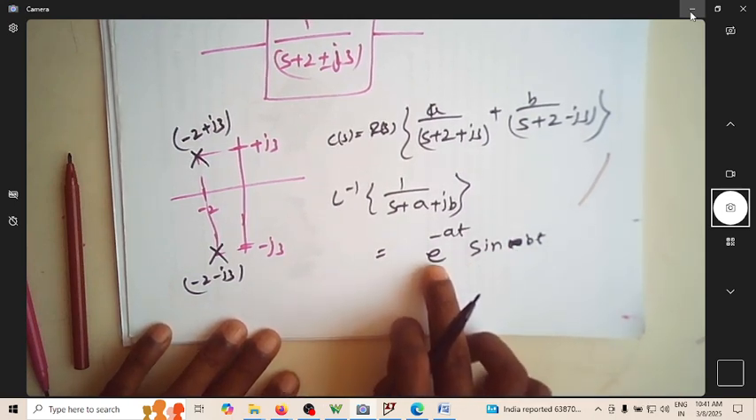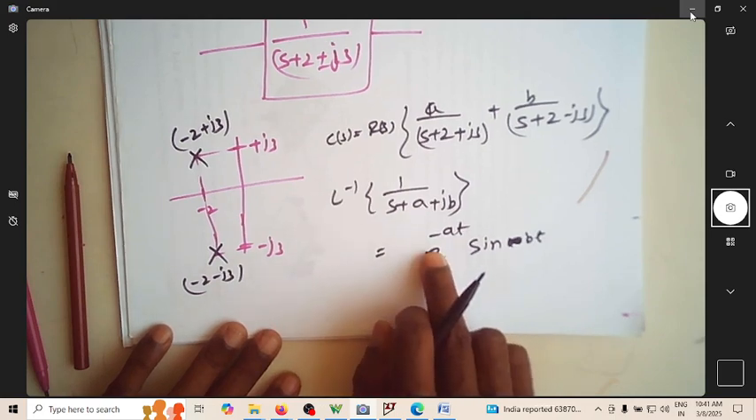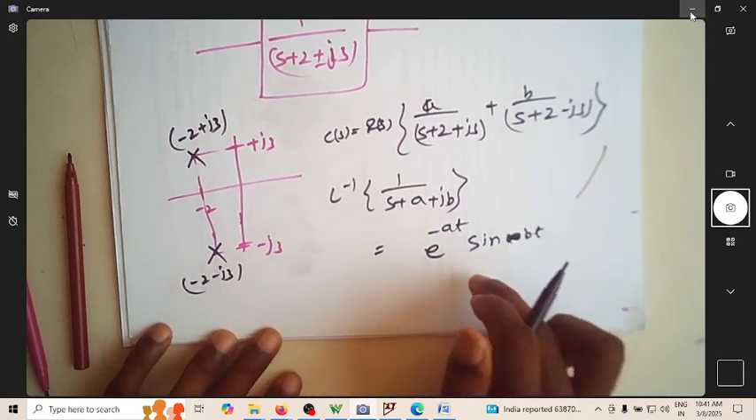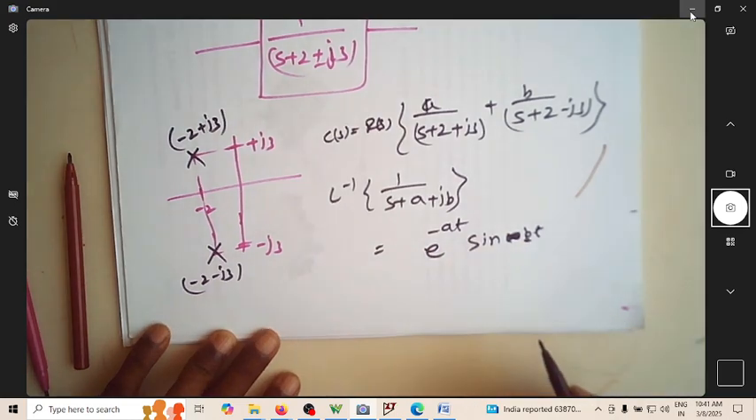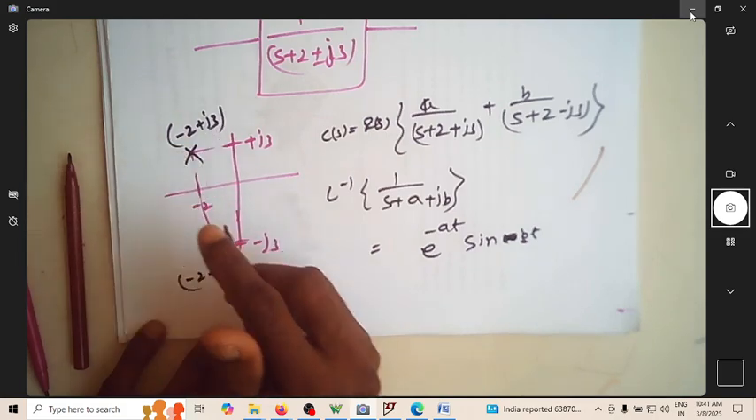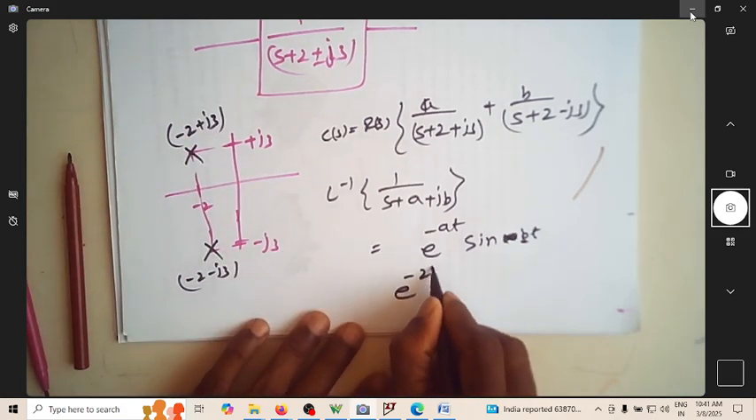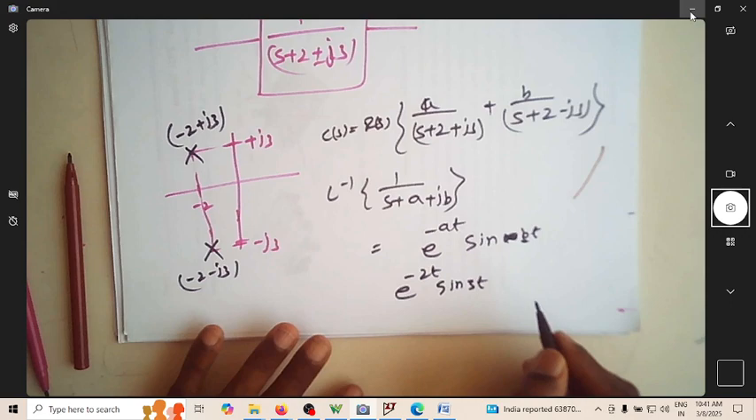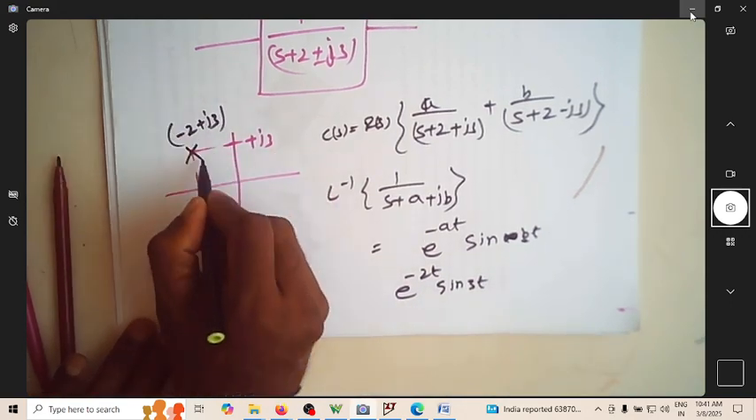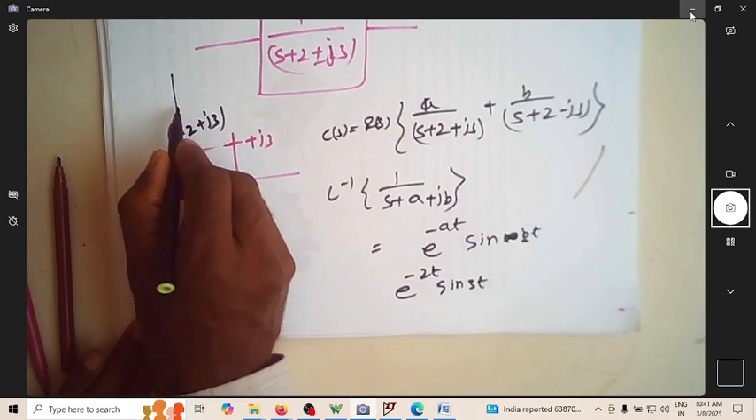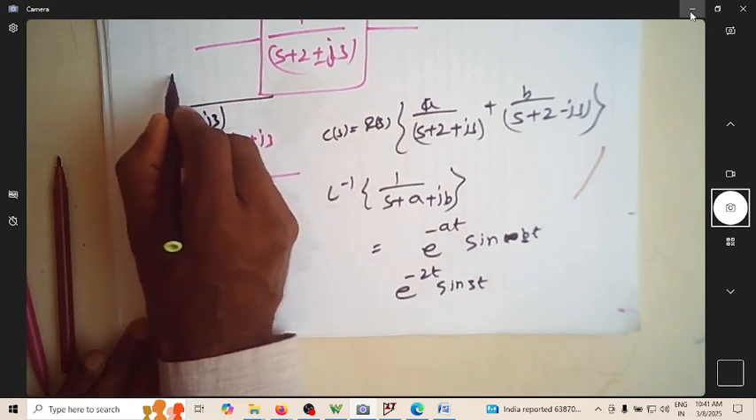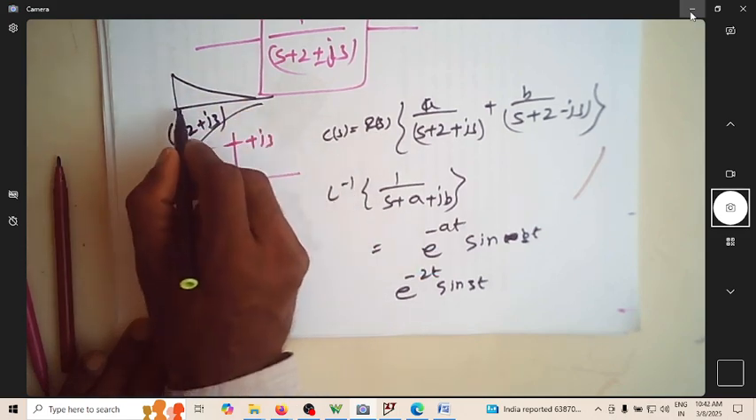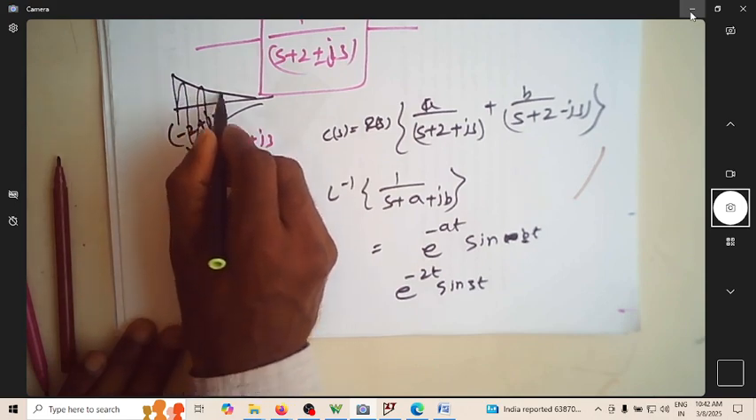It is going to have a decayed response, but in the decayed response there will be some oscillations. Those oscillations will be at the frequency of b. So now what will this be? This is e power minus 2t sine 3t. So what is the response of this? Of course these two will have a response something like this. It is having a decayed response, this is the magnitude, and the response would be like this.